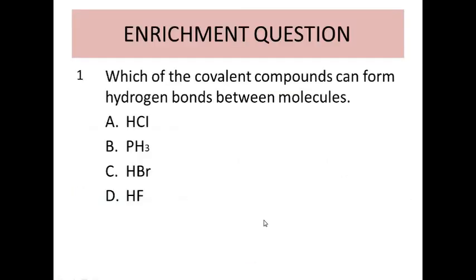Okay, next, enrichment questions. Question number 1. Which of the covalent compounds can form hydrogen bond between molecules? A. HCl, B. PH3, C. HBr, D. HF. So the question asks, which of the covalent compounds can form hydrogen bonds between molecules? So the answer is D, because hydrogen is bonded to the fluorine.